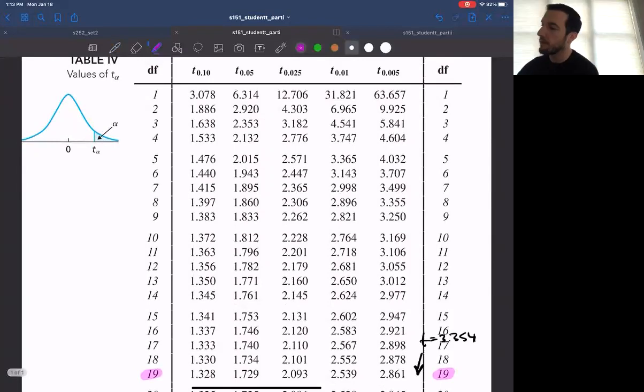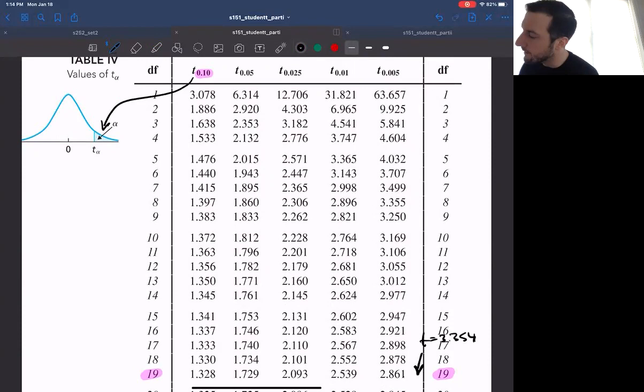Now, the way that the t-table works, each of these little subscripted areas here represents the area to the right of the listed value. So for example, to the right of 1.328 is 0.1 of the area underneath the curve. So if we go back to our line, line 19, if we consider the value 2.861, what the t-table is telling us is that the probability that t is bigger than 2.861 is equal to 0.005.